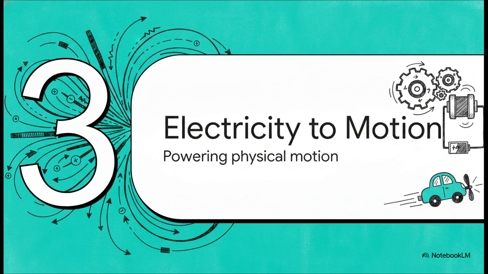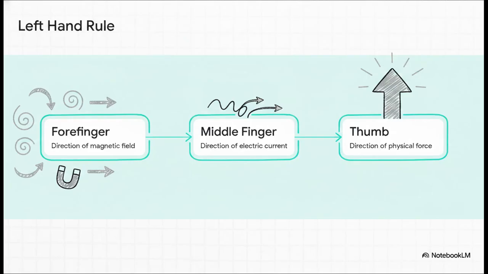We have our magnetic fields, and we know electric currents create them. The big question for us now is, how do we use this knowledge to actually make stuff move? Let's do a quick interactive moment to see how this builds. Wherever you are sitting right now, stretch out your left hand. Point your forefinger straight ahead, point your middle finger out to the right, and stick your thumb straight up in the air. Make sure they're all perfectly perpendicular to one another.